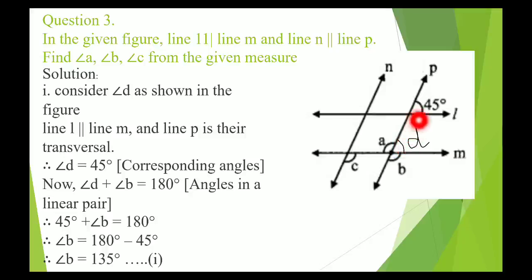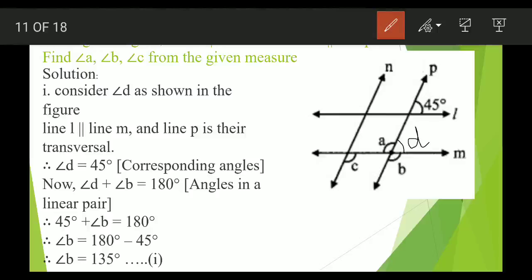Angle D is equal to 45 degrees according to the corresponding angle. Now angle D plus B is equal to 180 degrees, linear pair. D is 45 degrees, so angle B is equal to 180 minus 45 degrees. So angle B is equal to how much? B is equal to 135 degrees. If B is 135 degrees, therefore angle A will be 135 degrees, right? Very good.